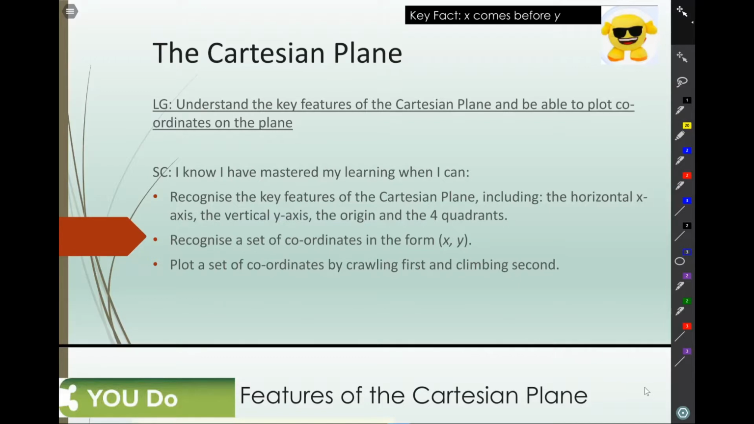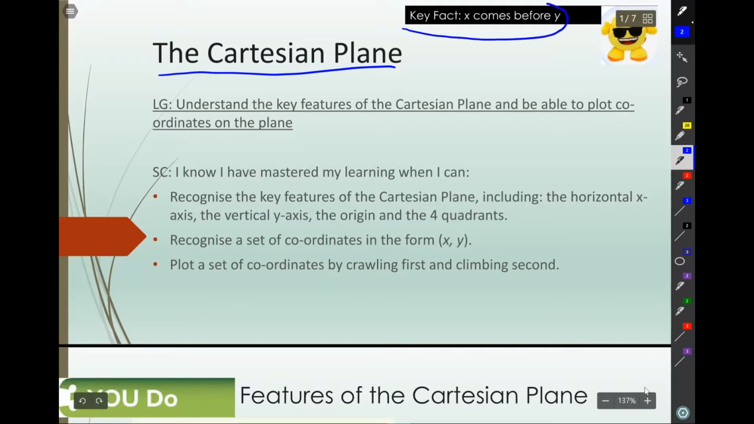Today we're going to be starting off our coordinate geometry unit with a lesson on the Cartesian plane. Our goal of this lesson is to identify the key features of a Cartesian plane and to be able to plot points and understand how coordinates work. The important thing for how coordinates work comes up here in our key fact: we always deal with x before we deal with y.